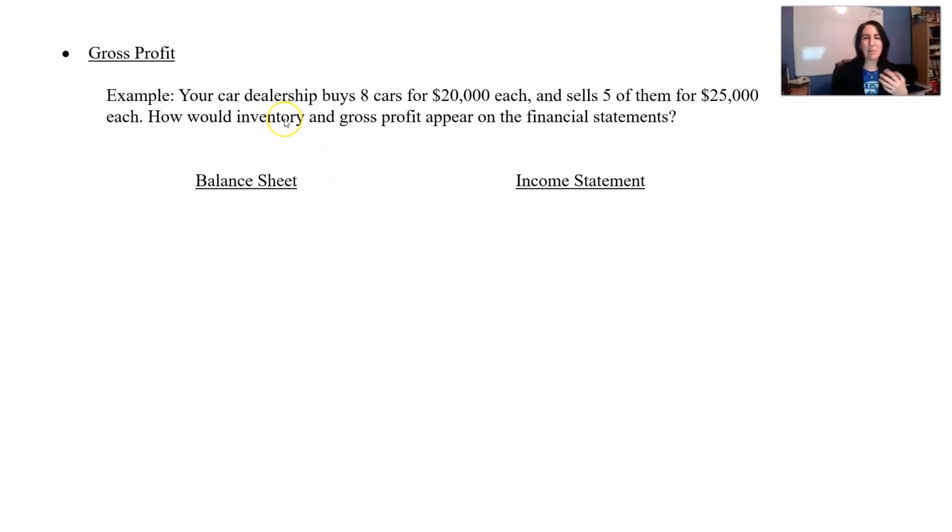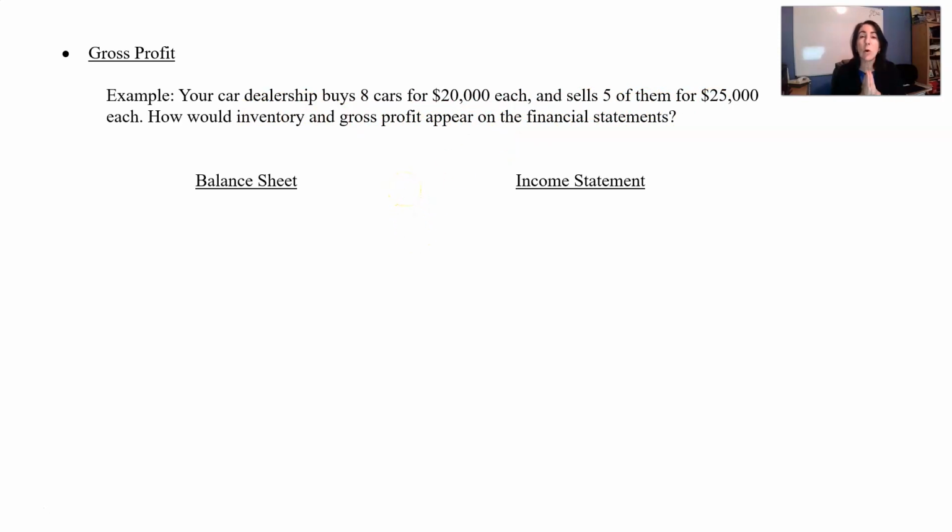All right, so just to give you an idea of how gross profit looks, I kept using the jeans as my example, but I'll give you a real example here. It says your car dealership buys 8 cars for $20,000 each and sells 5 of them for $25,000. How would inventory and gross profit appear on the financial statements? Now, this is a good point to say.